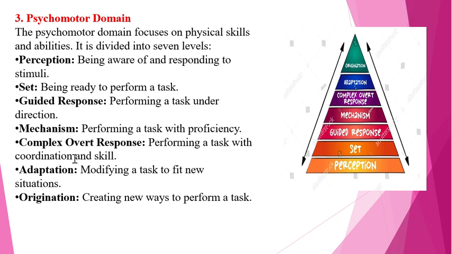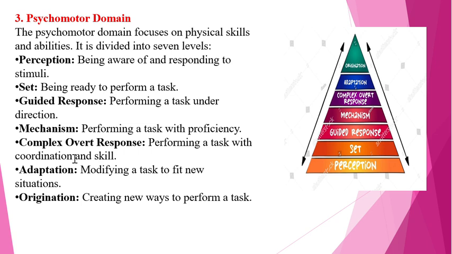The third one is the psychomotor domain. The psychomotor domain focuses on the overall physical skills and abilities, and it is further subdivided into 7 levels. So take a look at all these levels. The first one is perception, being aware of and responding to a given stimuli. Perception involves the use of eyes, the head, we can smell a thing, or it also includes the taste buds.